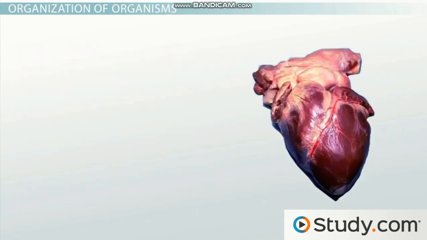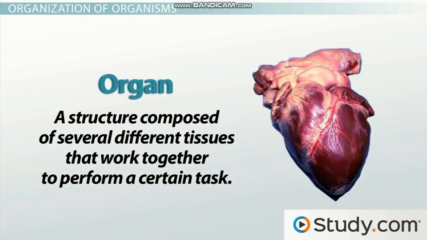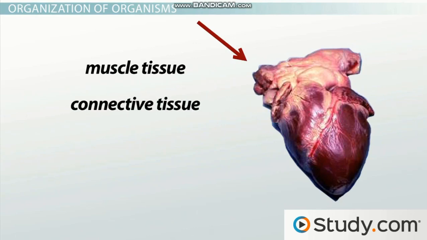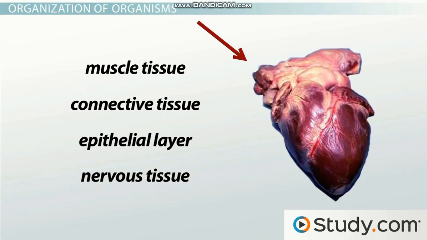The next level of organization above tissues is organs. An organ is a structure composed of several different tissues that work together to perform a certain task. The tissues within an organ work together to perform more complicated tasks than any one tissue is capable of. An example of an organ would be the heart. The heart is mostly muscle tissue, but it is also composed of connective tissue, which provides structure for the heart, an epithelial layer that serves as a barrier to keep the blood contained in the chambers, and nervous tissue, which regulates the heart rate. Together, these tissues perform the more complicated task of pumping blood.